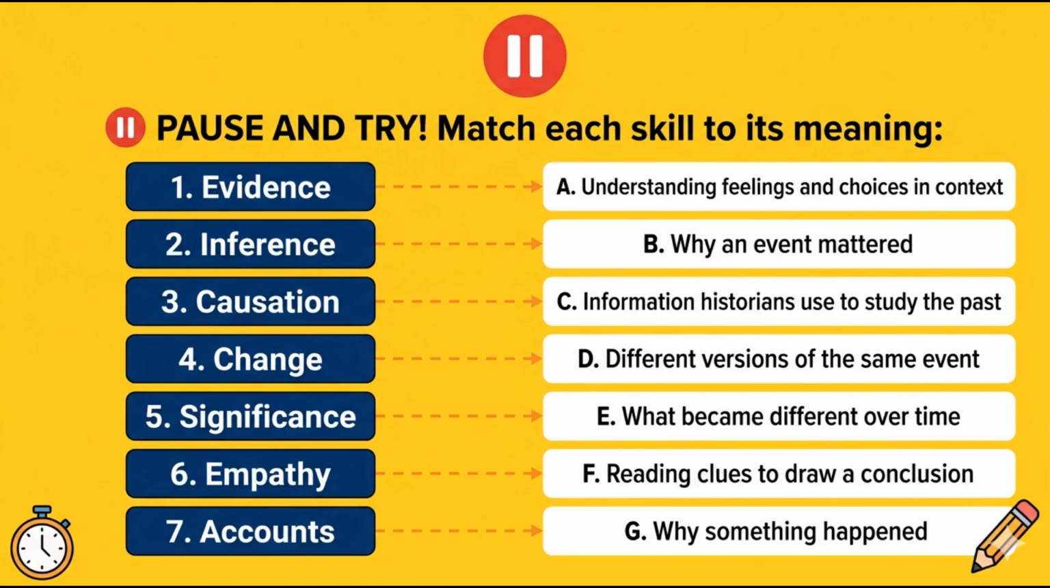Pause the video right now. I have given you 7 skills on the left and 7 meanings on the right, but they are all mixed up. Your job is to match each skill to its correct meaning. You have evidence, inference, causation, change, significance, empathy, and accounts. Match them to information historians use to study the past, reading clues to draw a conclusion, why something happened, what became different over time, why an event mattered, understanding feelings and choices in context, and different versions of the same event. Pause now, go through all 7, and then unpause to check your answers.